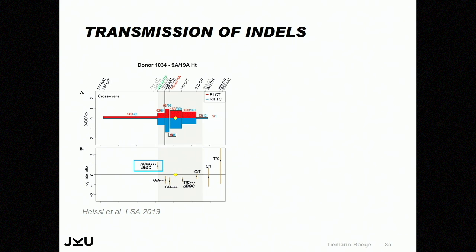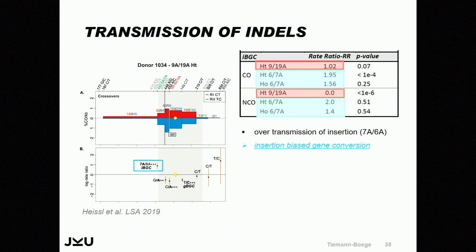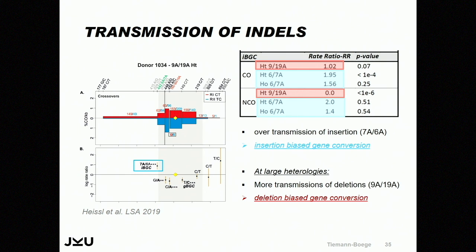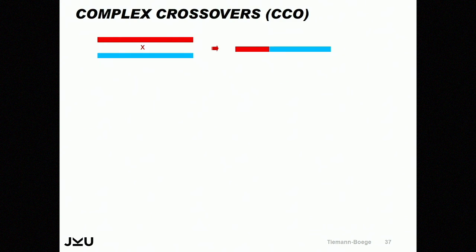Finally, I want to just quickly talk about the transmission of indels, where you see that with the small heterologies, with 6As and 7As, always the 7A is overtransmitted. So the longer insertion is overtransmitted. But when you have the 19A heterology, you actually cut out the big loop and you always get the shorter. So you tend towards deletions. I will skip this for the sake of time.